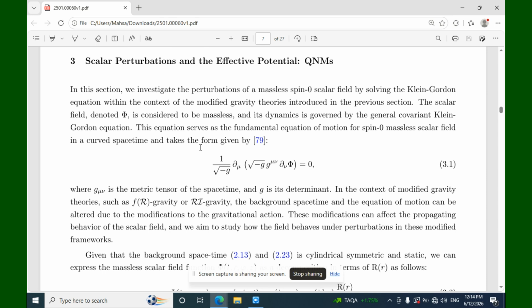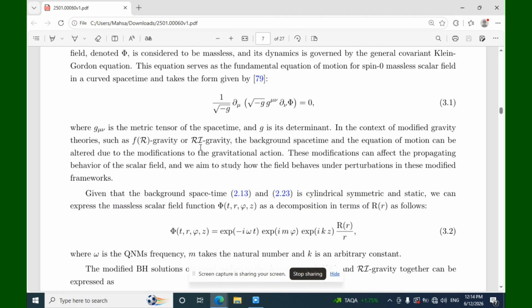spacetime and takes the form: 1 divided by square root of minus g, multiplied by the derivative with respect to mu of square root of minus g times g to the power of mu nu times the derivative with respect to nu of phi, is equal to 0, where g mu nu is the metric tensor of the spacetime and g is its determinant.